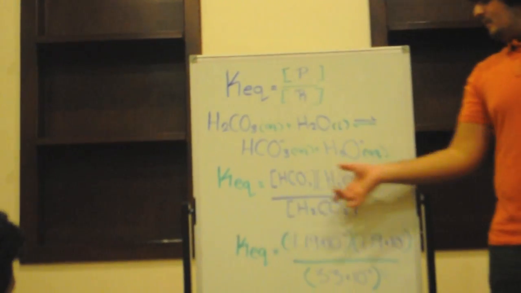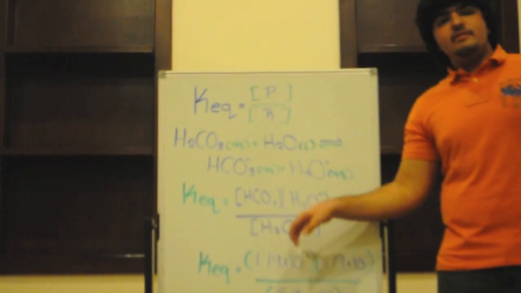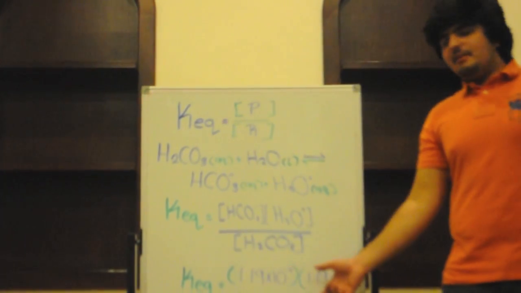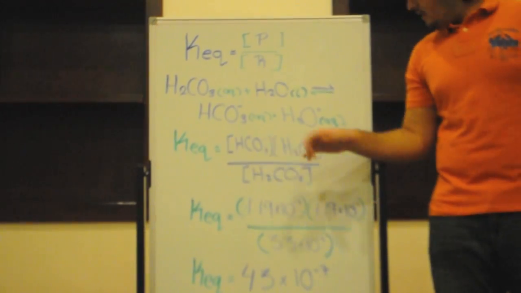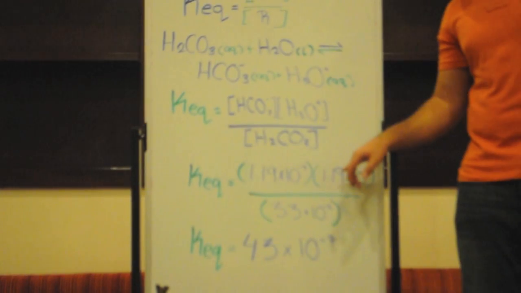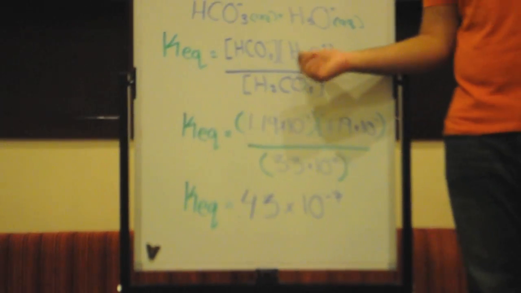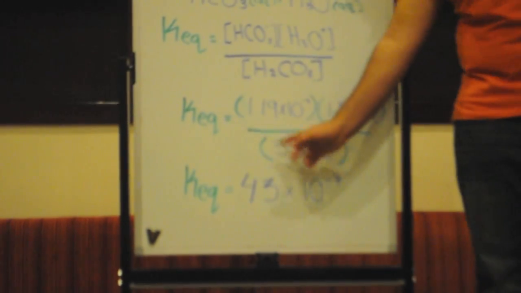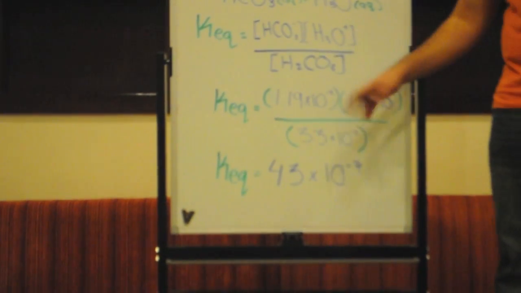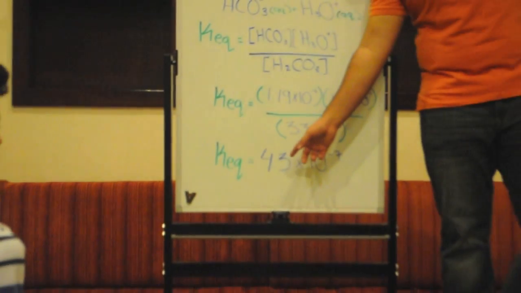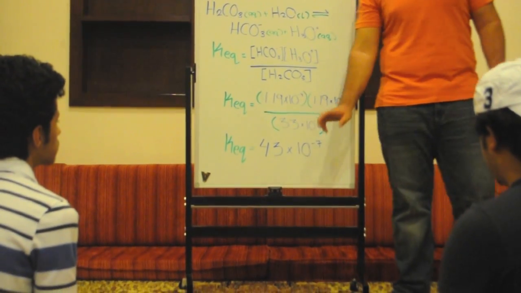So now this is the Keq formula, the products over the reactants. Plugging in the numbers, 1.19 times 10 to the -4 is for the HCO3, multiplied by 1.19 times 10 to the power of -4 for the H3O, over the reactant, which is 3.3 times 10 to the power of -2. After you multiply this by this, and divide by 3.3, the answer for the Keq will be 4.3 times 10 to the power of -7.